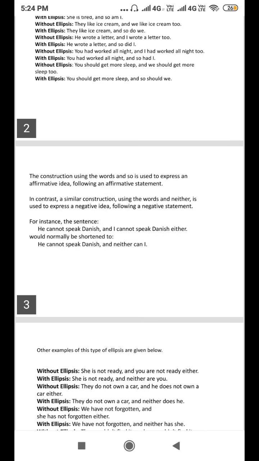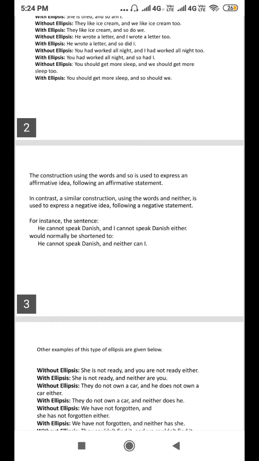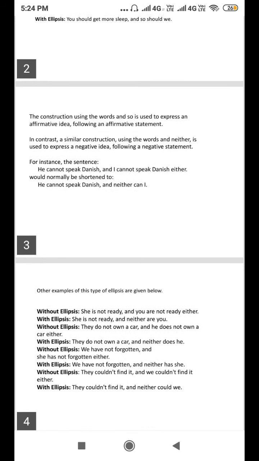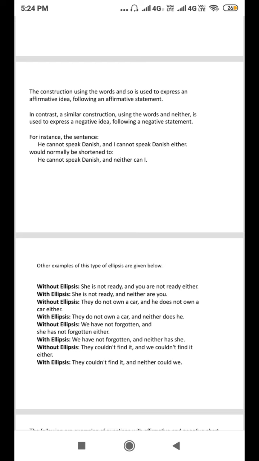Without ellipsis, you should get more sleep and we should get more sleep too. Becomes you should get more sleep and so should we. The construction using the words and so is used to express an affirmative idea following an affirmative statement. In contrast, a similar construction using the words and neither is used to express a negative idea following a negative statement.